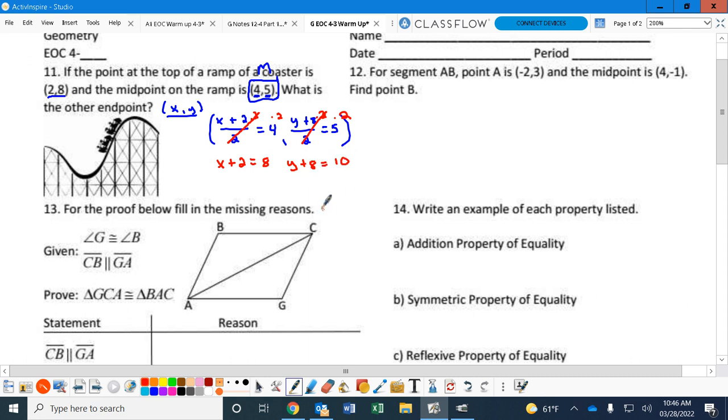To solve each of them, we just have a one-step equation. We would minus 2, and x equals 6. Minus 8, and y equals 2. And you would have an ordered pair as your answer. That ordered pair would have 6 for the x, and the y would be 2. 6 for the x, 2 for the y.